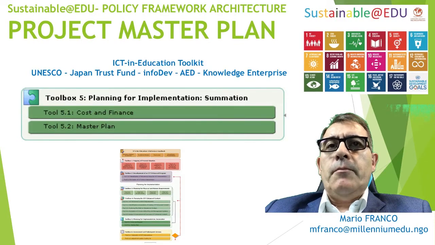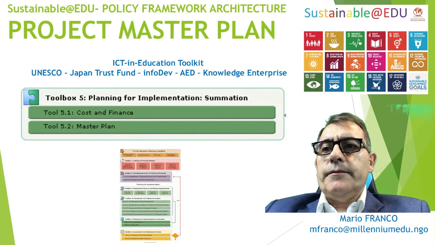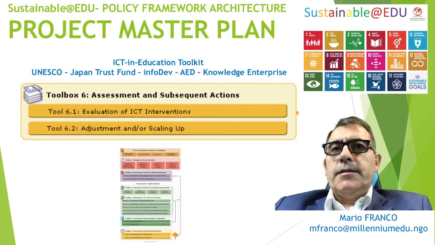Toolbox number 5, planning for implementation, includes two areas, cost and finance, and the second area, master plan. This toolbox is related to planning and implementation. Toolbox 6, finally, is related to assessment and subsequent actions. These include two areas, evaluation of ICT interventions, and the second area, adjustment and or scaling up.